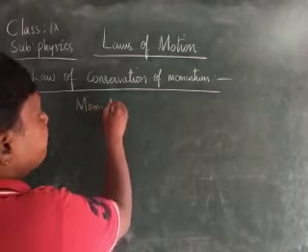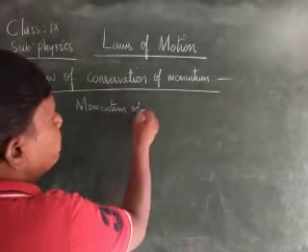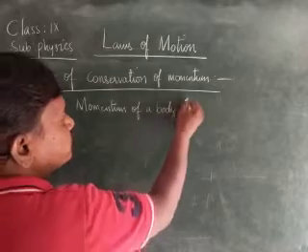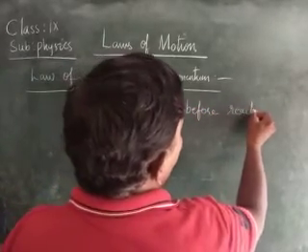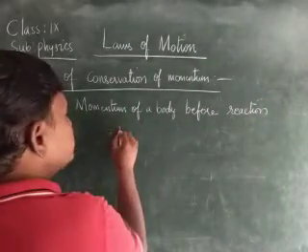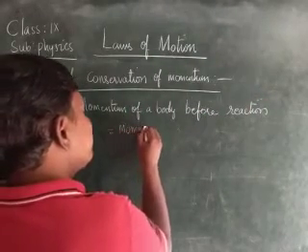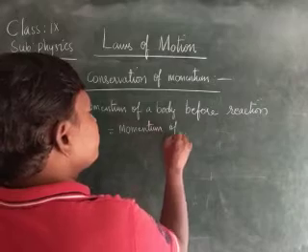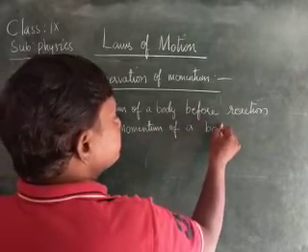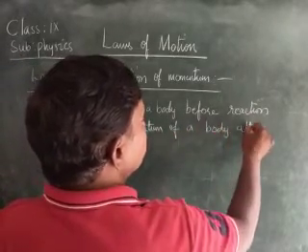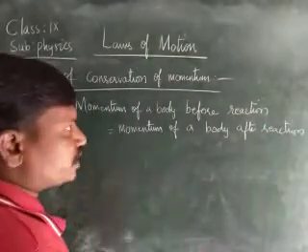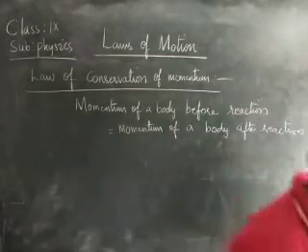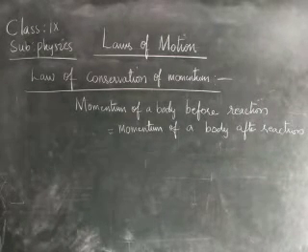Momentum of a body before reaction is equal to momentum of a body after reaction. The law of conservation of momentum says that the momentum of a body before the reaction is equal to the momentum of a body after the reaction.